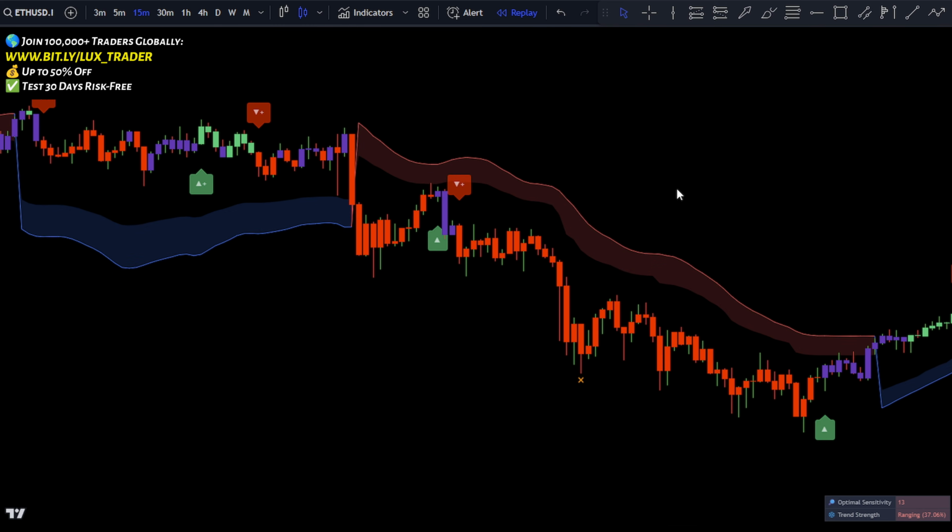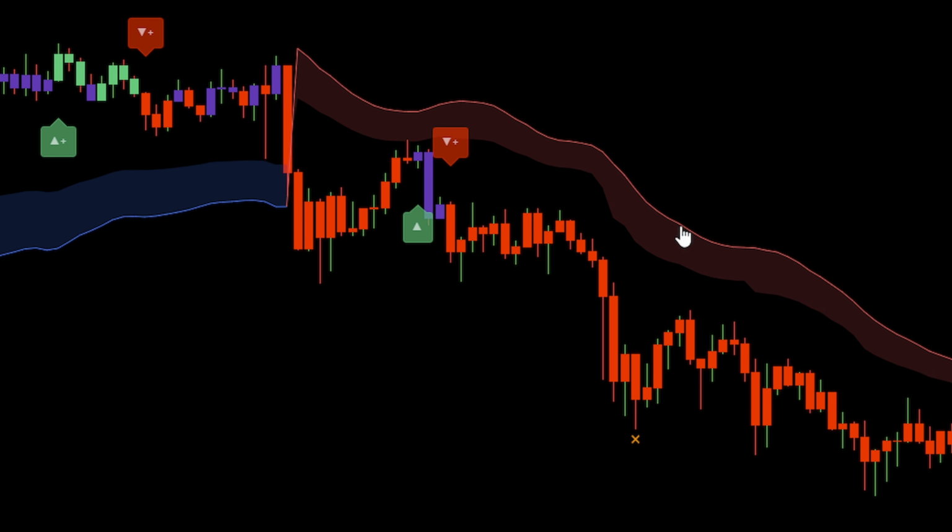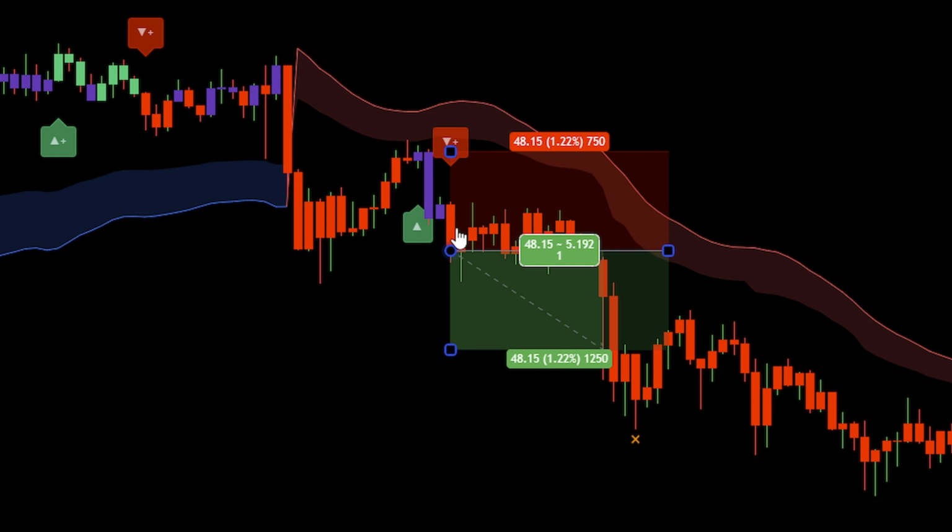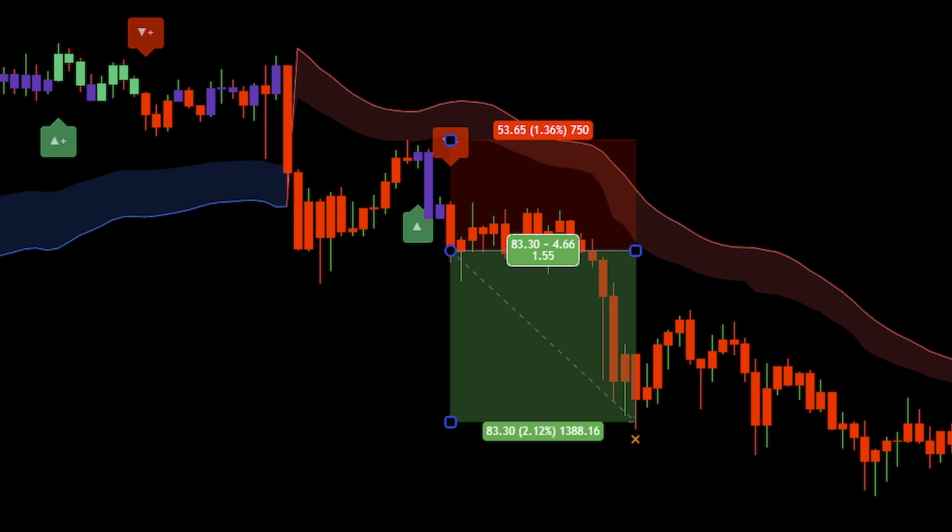Here's another example of a valid sell trade. The smart trail is red, the price climbs back into it, and we receive a sell signal. We place the stop loss above the most recent high and exit the trade when the exit signal appears.